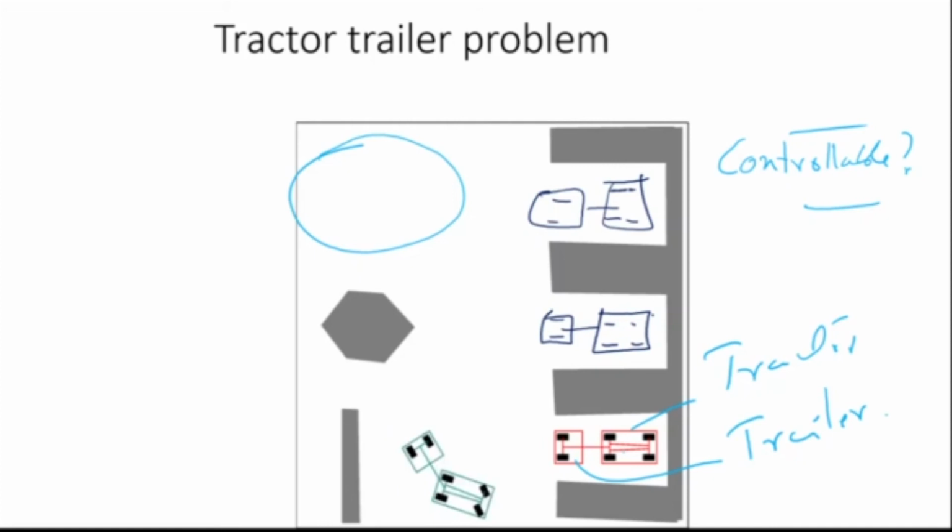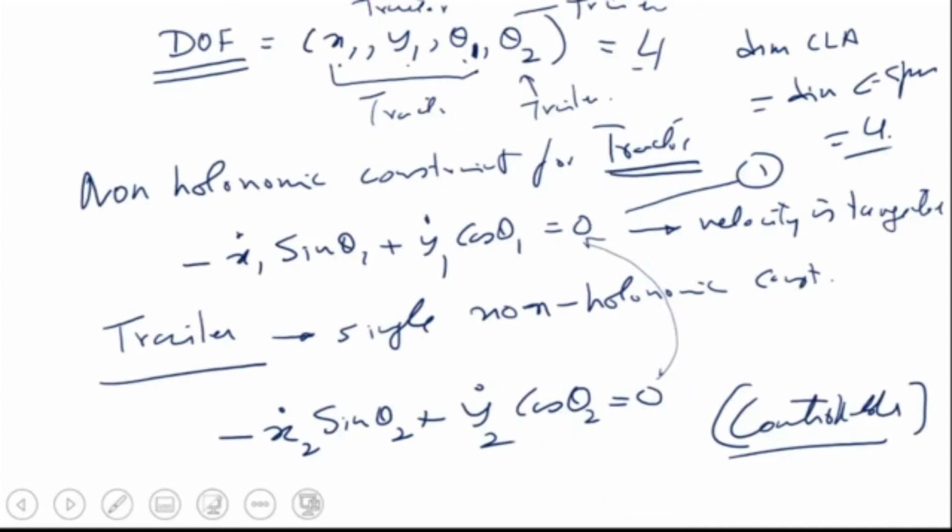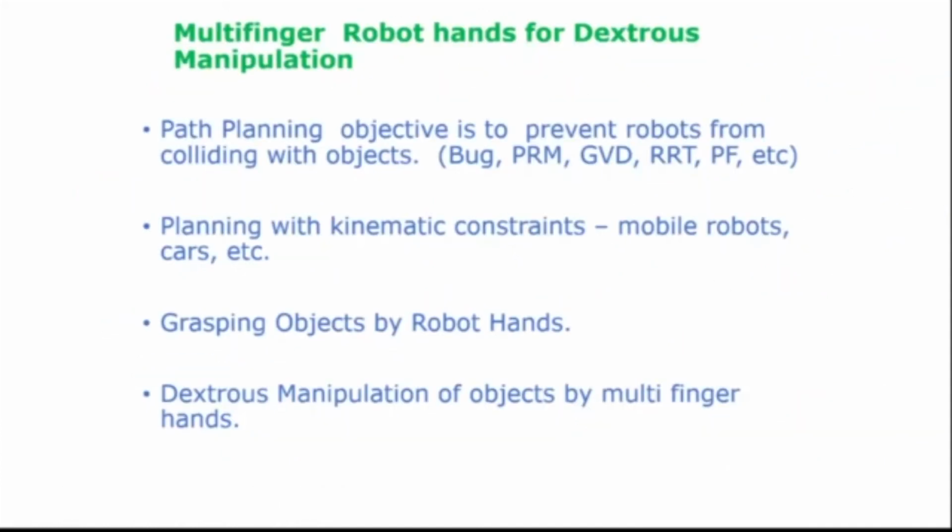Okay, so we don't go further here, and we'll stop our discussion of controllability here, and we'll move on to the next topic, which is multi-fingered robot hands. Multi-fingered robot hands are normally used for dexterous manipulation.